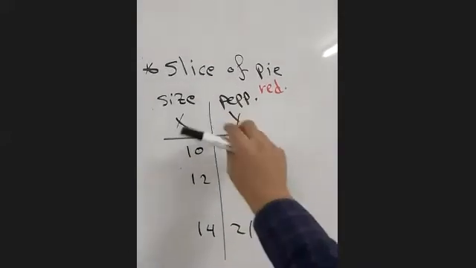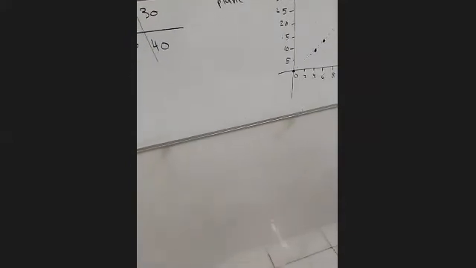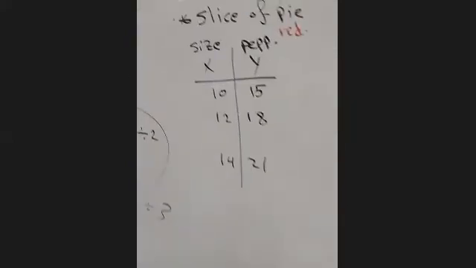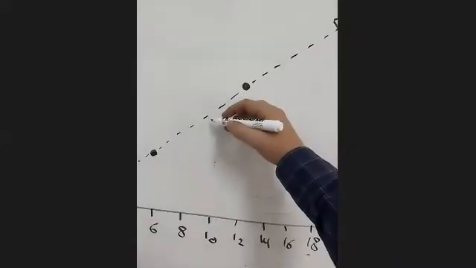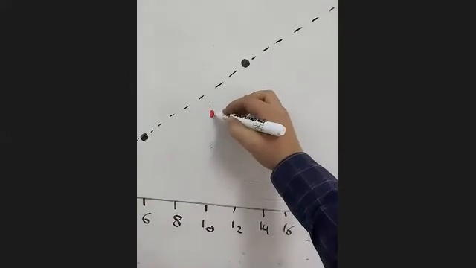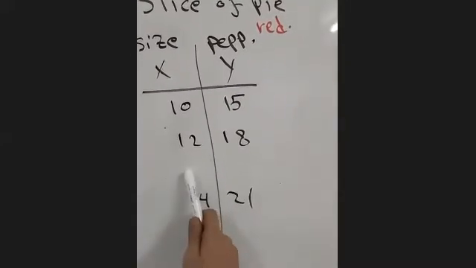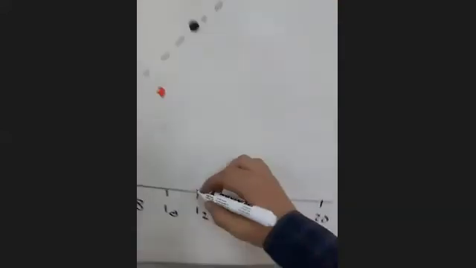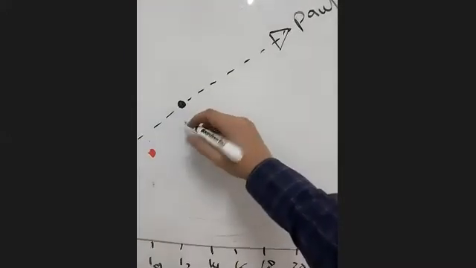See? Now I will use the red for the slice of pie. I will graph this table also in the same coordinate plane. I'll use the red. I have 10 with 15. This is 10 here, and the 15 is here. Now, the second one, 12 with 18. This is a 12 here, and there is no 18, but the 18 is close to 20. This is the 12 with 18.